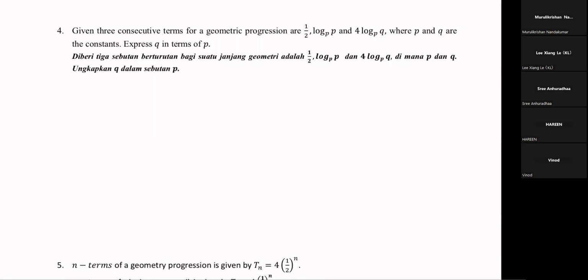Okay. Actually, log PP is 1, right? So this one no need to do lah. Log PP is, don't use log PP, use as 1. So you have 1 over 2, 1 and log PQ. Okay. So log PQ over 1. This is your first R. 4 log PQ, right? Oh, 4. Thank you. Nasib baik.